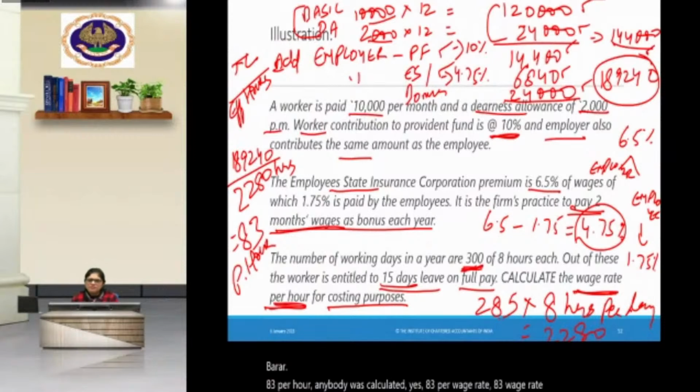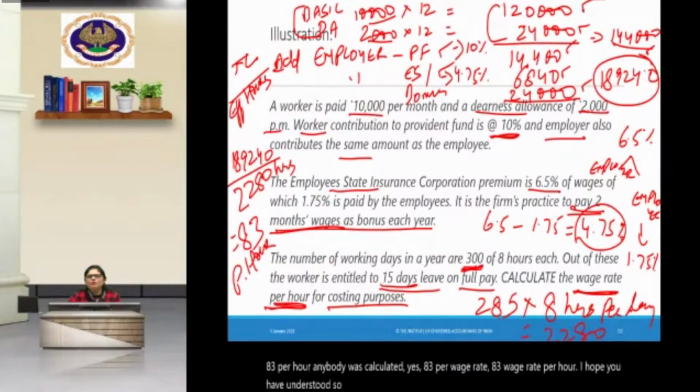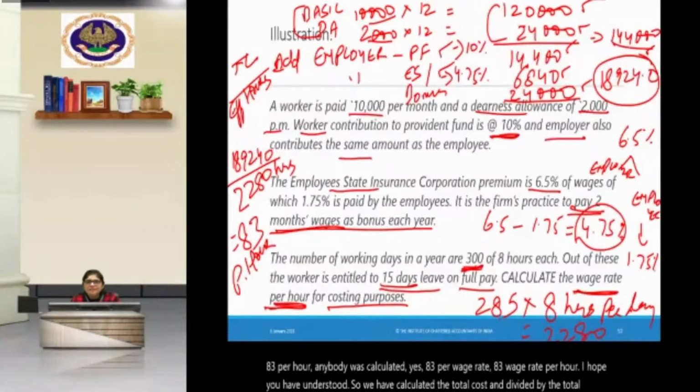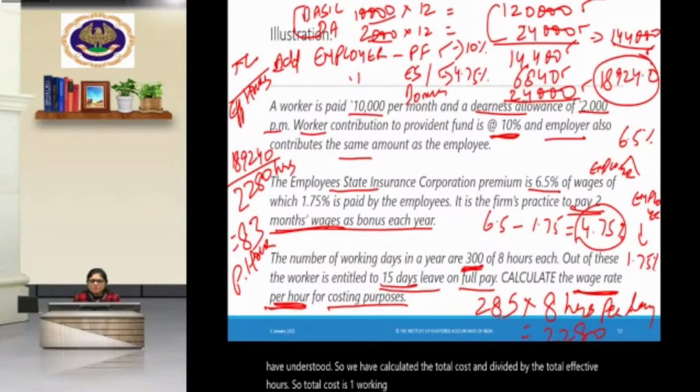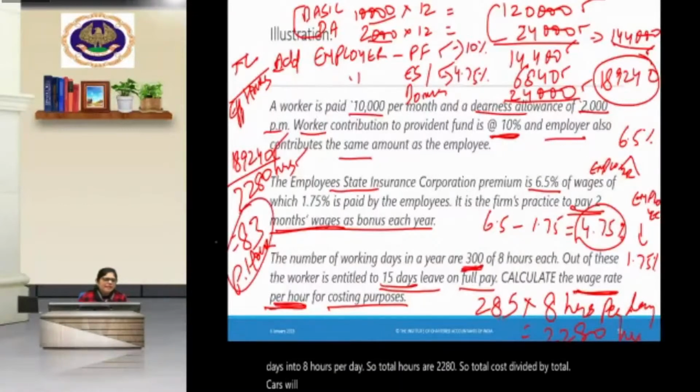I hope you have understood. So we have calculated the total cost and divided by the total effective hours. So total cost is one working note and the second should be the hours. So 285 effective days into 8 hours per day. So total hours are 2,280. So total cost divided by total hours will give you the answer, 83 per hour.